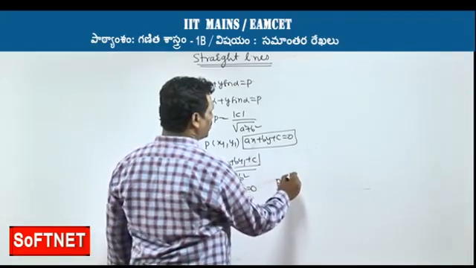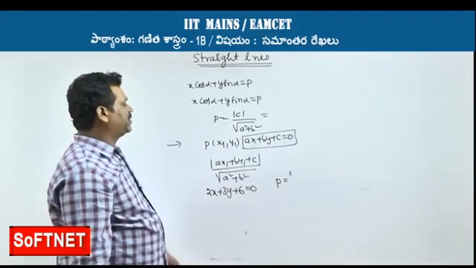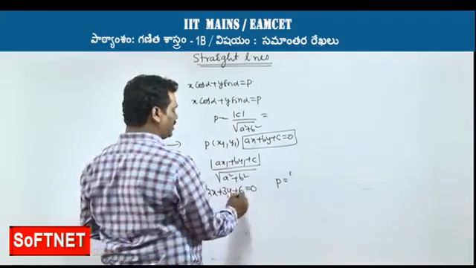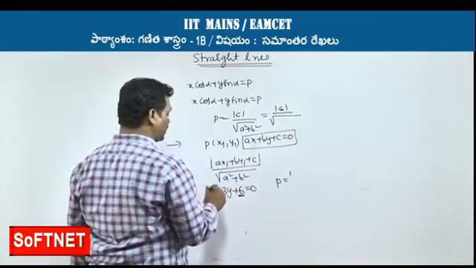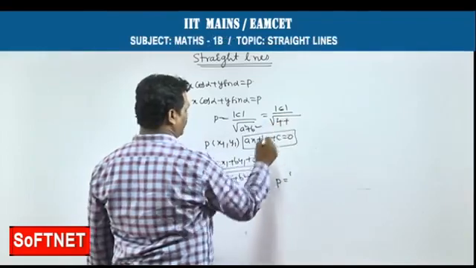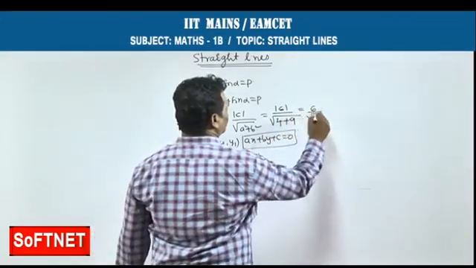What is the perpendicular distance from the origin? The perpendicular distance from the origin is mod c divided by the square root of a squared plus b squared. Here c equals mod 6, divided by the square root of a squared, which is 2 squared, that is 4, plus b squared, which is 9. So here it is 6 by root 13.